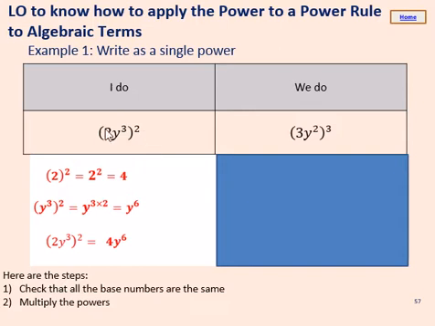So we apply the power to the first number and we also apply the power to this by multiplying the two indices together. Please copy the I do down and then try the we do for yourselves. If you didn't quite follow the explanation, use the I do to help you through the we do. We'll go through the answer in a moment.